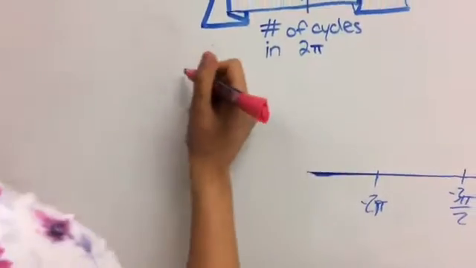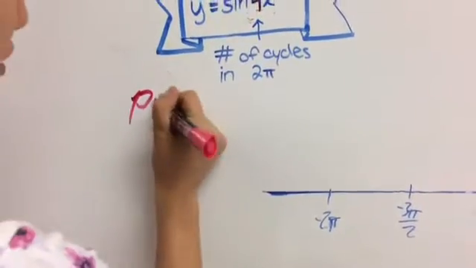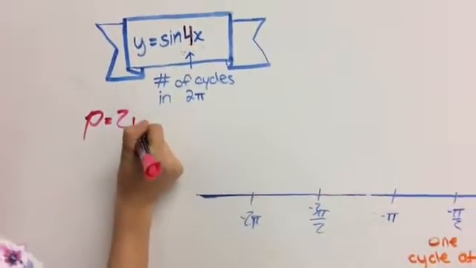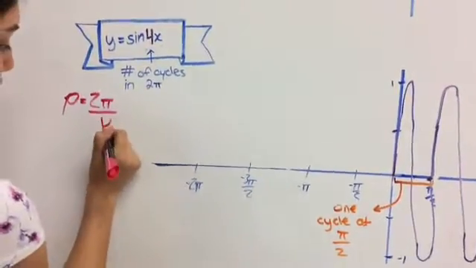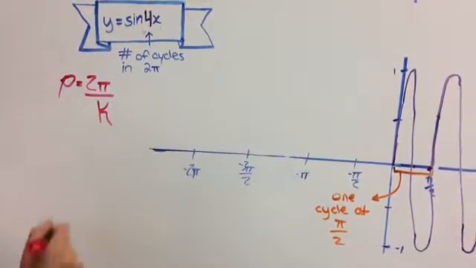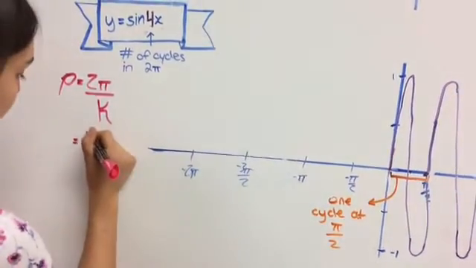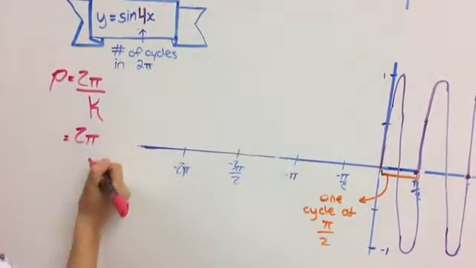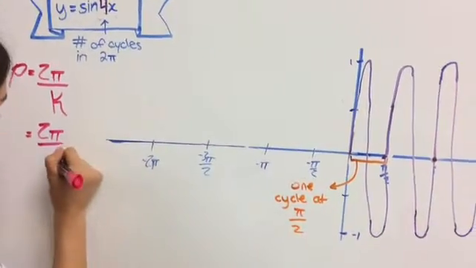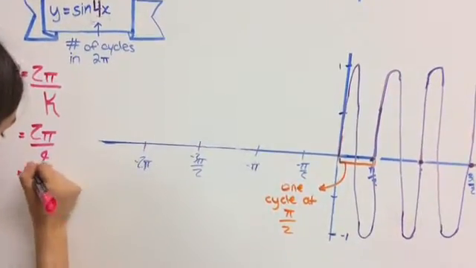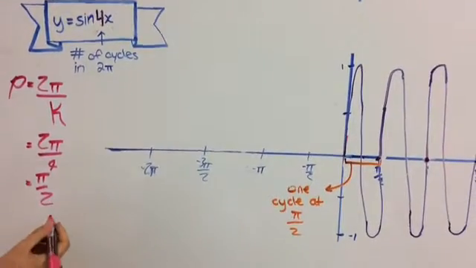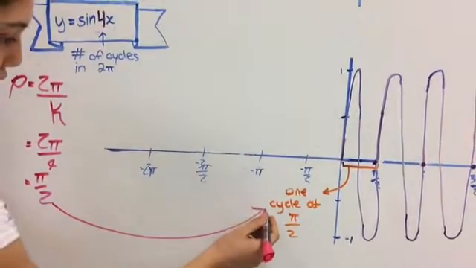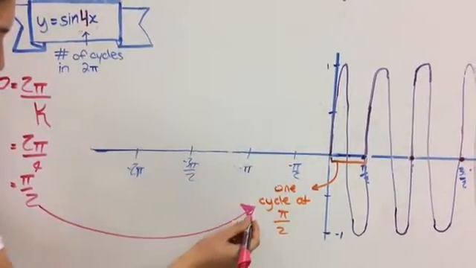The idea of the length of the period, as well as the number in front of the x, can be seen algebraically. The period is equal to 2 pi, which is the whole, over k, which is the number in front of the x that represents the number of cycles in 2 pi. In this case, k is 4, and 2 pi over 4 is equal to pi over 2. If we look at our graph, we can also see that the period is pi over 2.